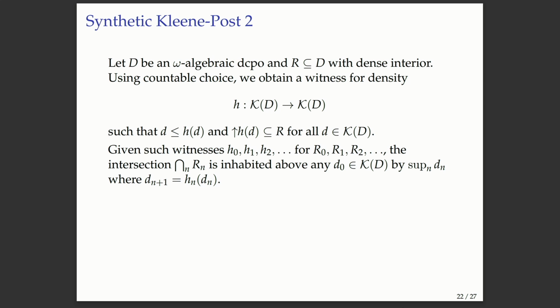So once I have such witnesses, H0, H1, H2, for some sets R0, R1, R2, how do I inhabit their intersection? I inhabit their intersection by starting with some arbitrary D0, so that's going to give me density, some arbitrary compact set, and then the supremum of the chain Dn will be in the intersection. What's Dn? Well, Dn plus 1 is just H of n of Dn. So H of n is making sure that we stay inside Rn. And this is how the proofs work.